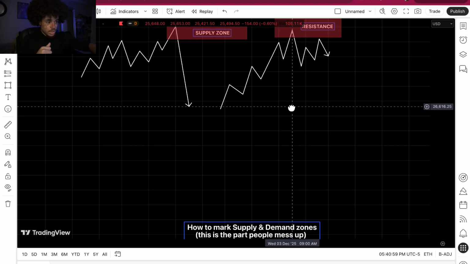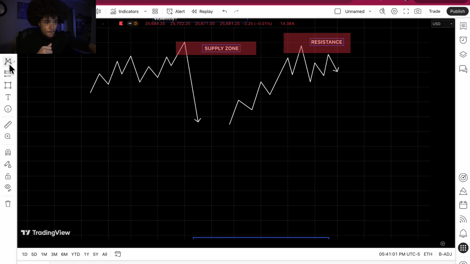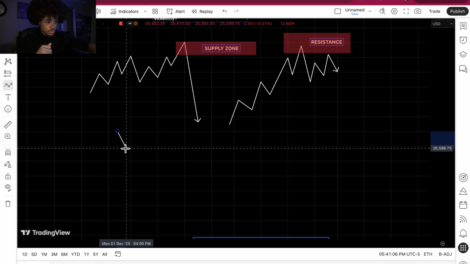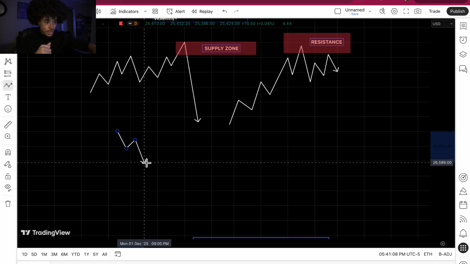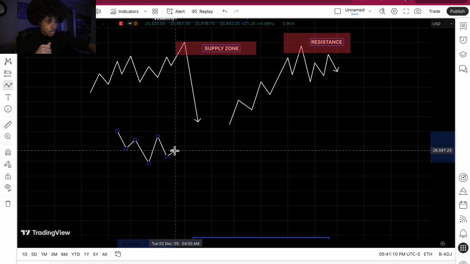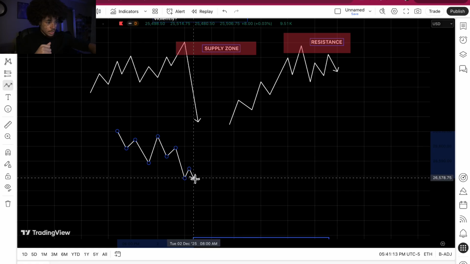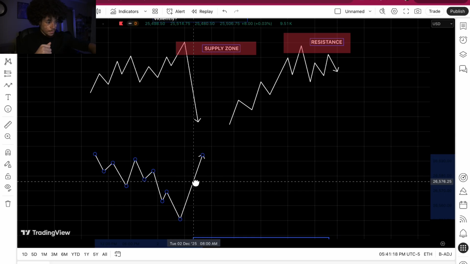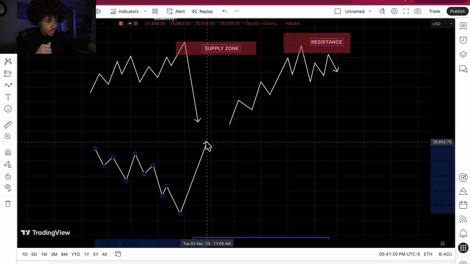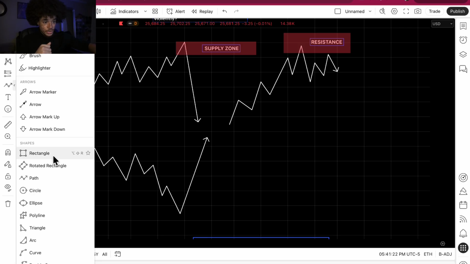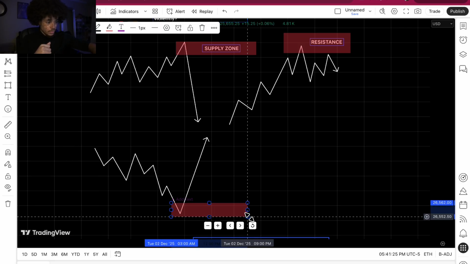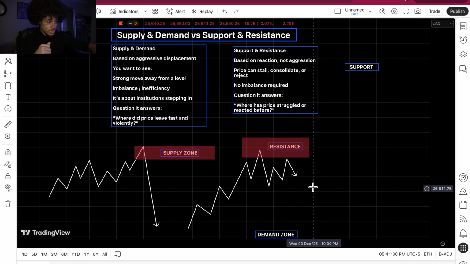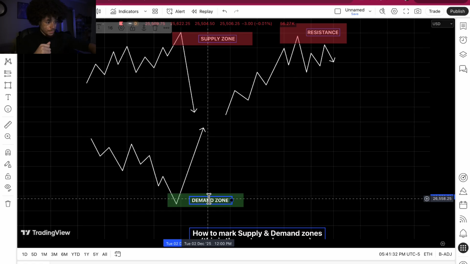Let's do it like this. Let's have it right here. For demand, we might be coming down, you know, we might not go straight down. We might pull back a little bit. But overall, the market is coming down and then boom, market shoots up aggressively. All right. If we do something like this, we've probably created an area of demand. If the market returns to this area, I want to look for some buy positions.